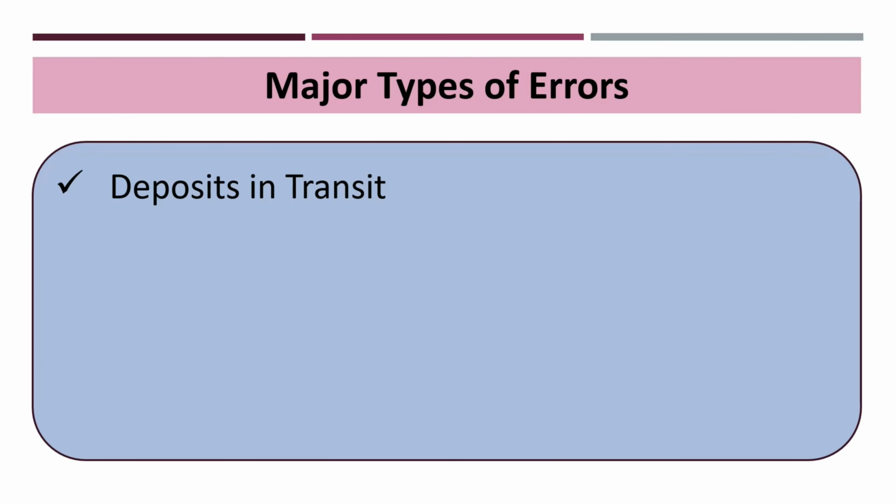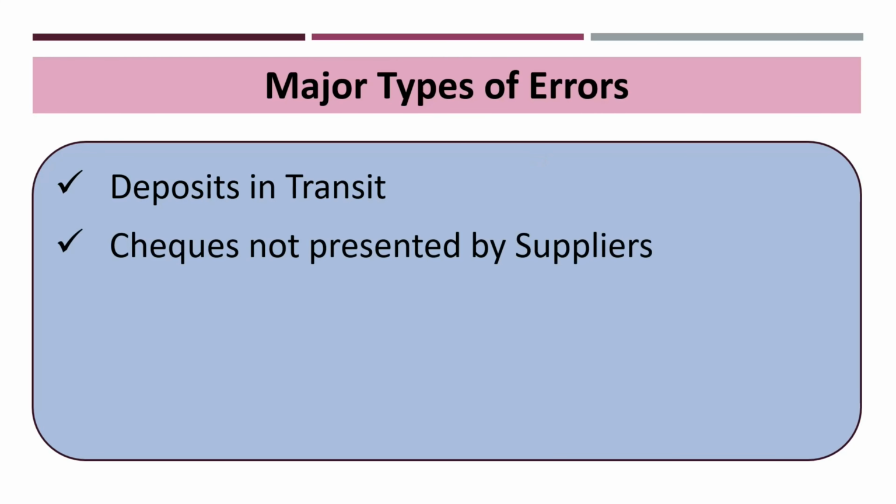So this is one thing, and the other is checks not presented by suppliers. We have issued some checks to our suppliers. Their maturity date came and we recorded it in this month as a payment in our bank general ledger, but till now the supplier did not present this check to the bank.